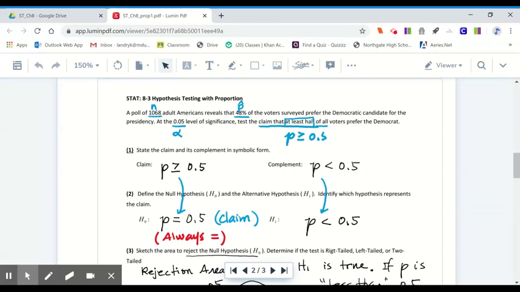Hello, statistics students. I am giving you a short lesson. We're still working on testing with proportions.